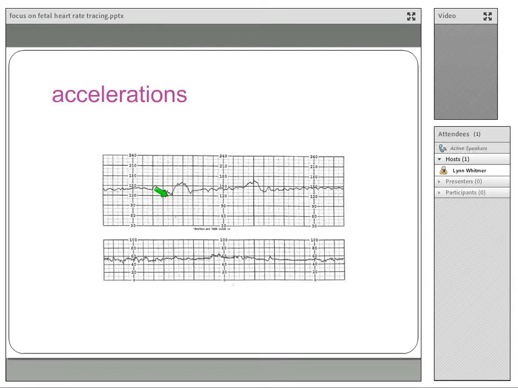Every time he moves, we should see an acceleration, an increase in heart rate that is greater than 15 beats per minute over 15 seconds. I apologize, it's the 15 by 15 rule. And as you can see, if we were doing a non-stress test on this baby, he would pass it. He would have what we call a reactive strip because he does have a greater than 15 beat acceleration, and it is over a greater than 15 second time frame. So this baby would be a reactive, healthy, happy, environment is safe baby.